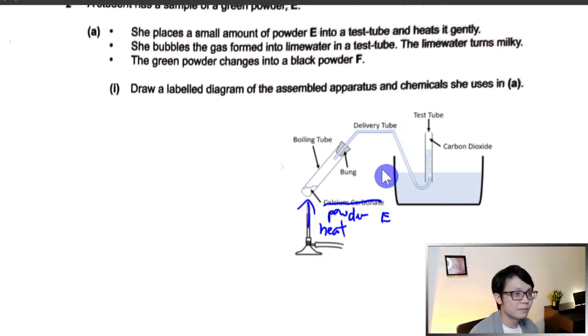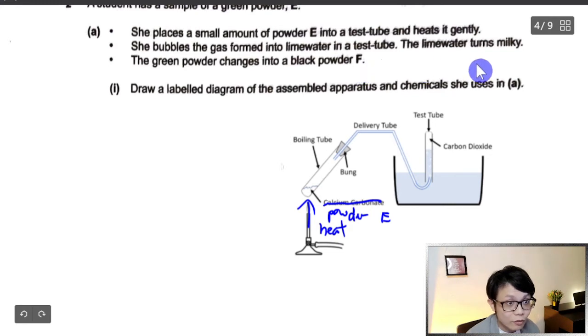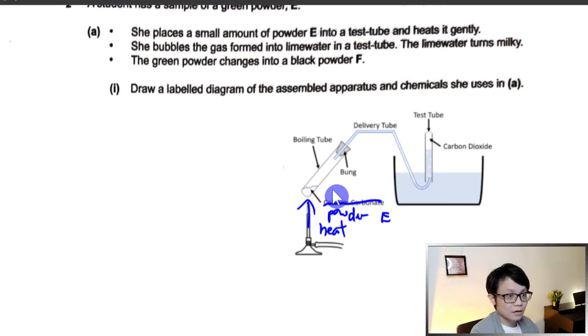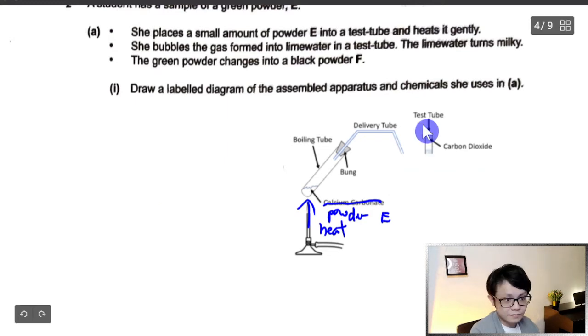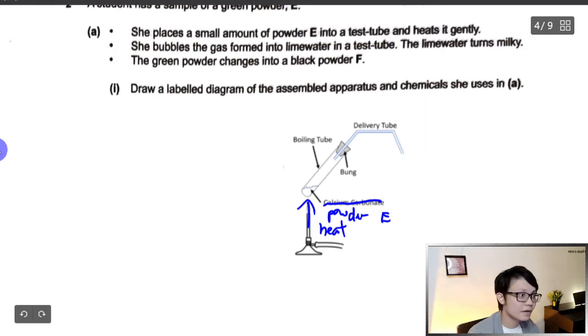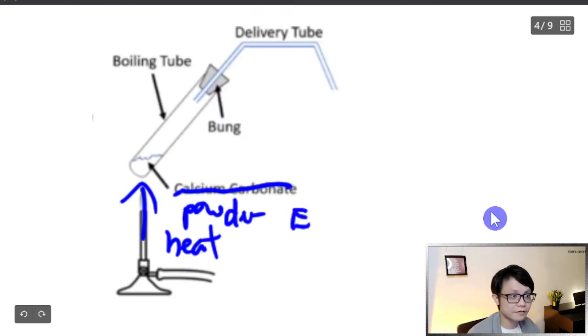Wait, let me read the question. The lime water turns milky. So actually it's supposed to be like this. Can I erase this one? Where's my thing? Wait, I want to erase this one. So let me try to draw it. See if I can draw or not. Supposed to be like this.